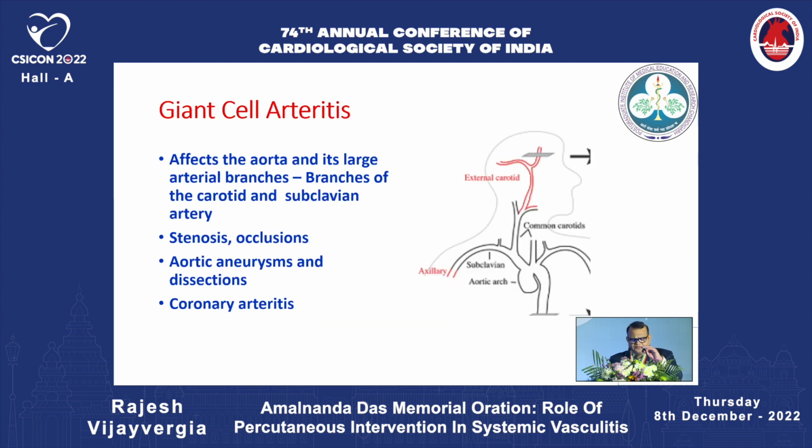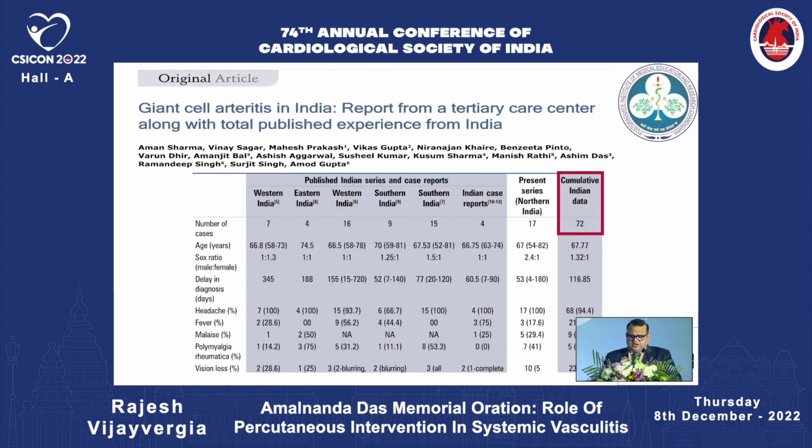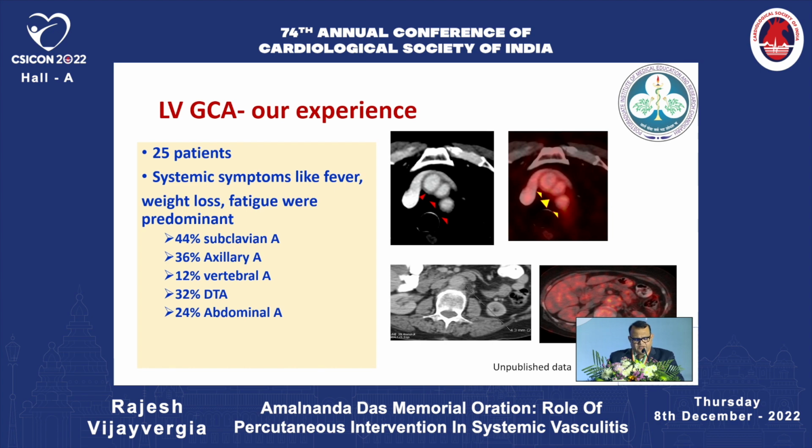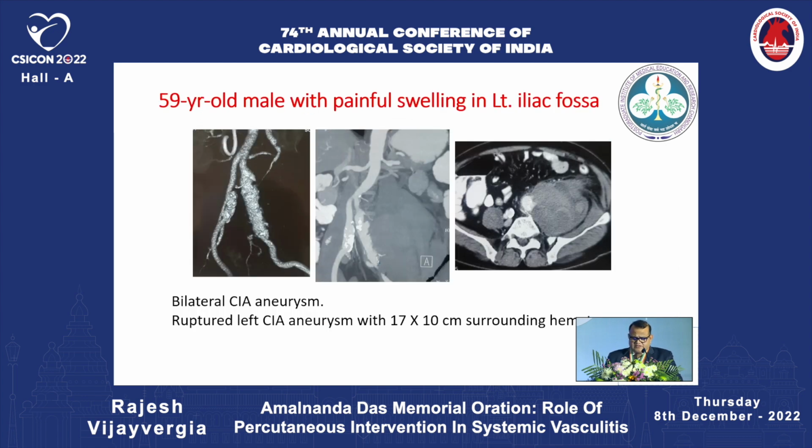So let me go ahead with a few of these systemic large vessel vasculitis. The first one is giant cell arteritis. It does affect the aorta, and its branches can present with stenosis, occlusion, or aneurysmal dilatation, and also coronary arteritis. Our center has published data on giant cell arteritis, and out of 25 patients, the subclavian and axillary arteries were the most common, and the descending thoracic and abdominal aorta were also affected.